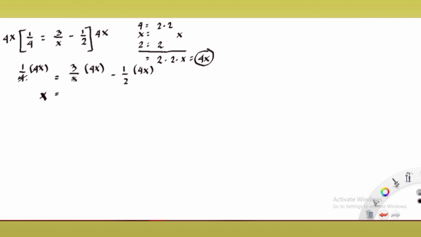Equals 3 over x times 4x. Makakancel ang x. Equals sa 1 na yan. So, 4 times 3 na tayo, which is 12. Negative 1/2 times 4x. 2 and 4 cancel. Both divisible by 2. 2 will become 1. 4 will become 2 because 4 divided by 2 is 2. Multiply. 2 times x is 2x times negative 1. Negative 2x. Ayan na. Okay? Nawala na yung ating rational terms.